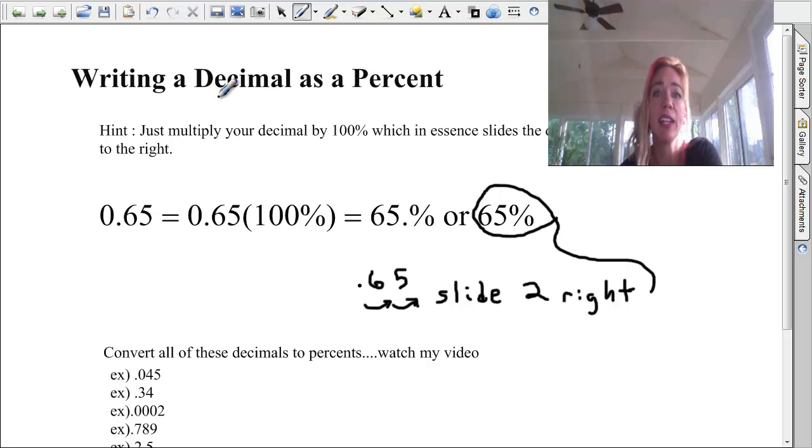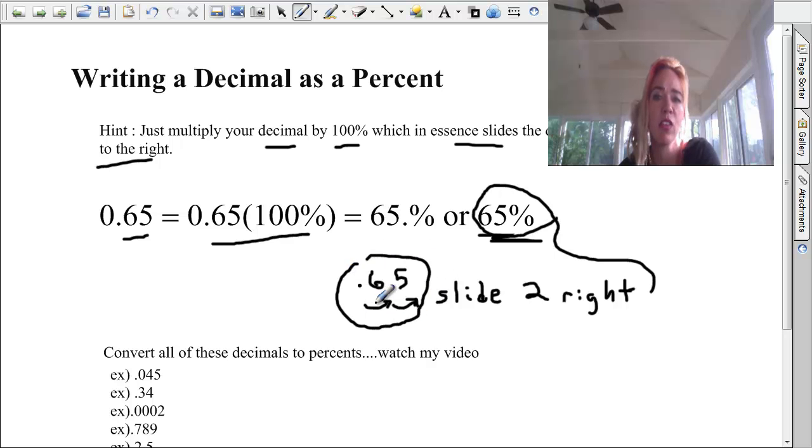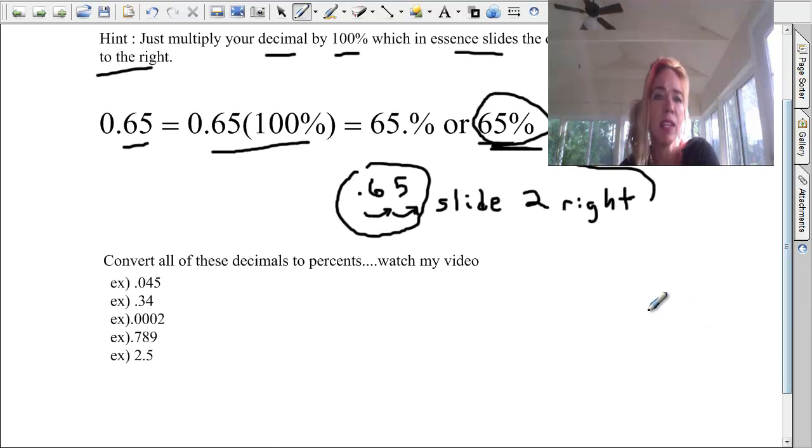Here we go, writing a decimal as a percent. Just multiply your decimal by 100%, which in essence slides the decimal 2 units to the right. So I have a nice warm up here. So, all right, 0.65 times 100% will take us to 65%. So a lot of people just mentally, when they have their 0.65, they just slide 2 units to the right and do that in their head. But let's take a look at some of these together. So if we follow that, and I'll just write them all out. So 0.045, if I just slide 2 units to the right, which is like times by 100%, I'll have 4.5%.